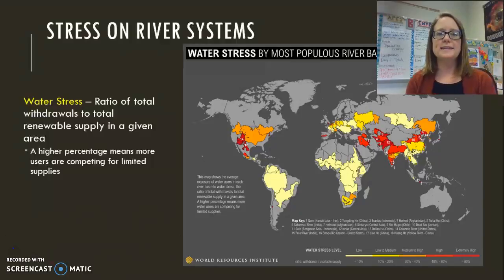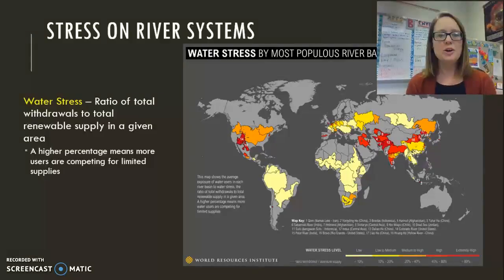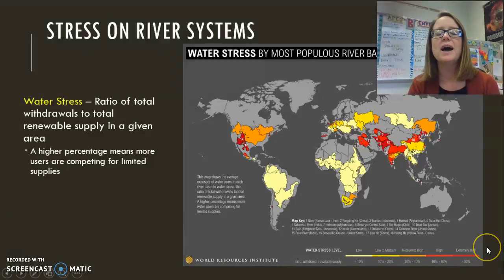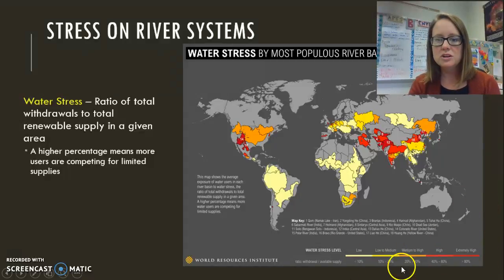Water stress is the ratio of total withdrawal to total renewable supply in a given area. A higher percentage means that we have more people competing for a smaller supply of water. So looking at this map, these are the river basins across the world that have the most people. The areas in red, you can see that water stress is extremely high. That means we have a lot of people depending on a small amount of water. And then the orange is medium to high.